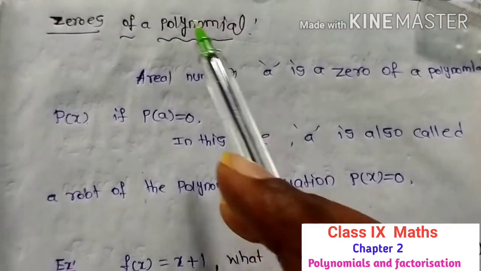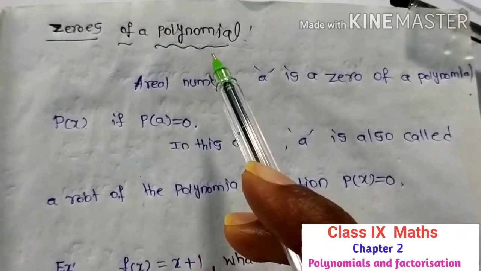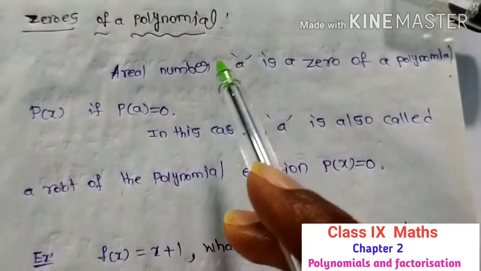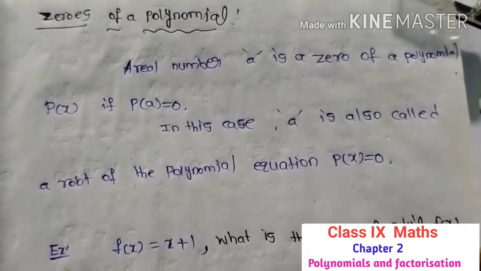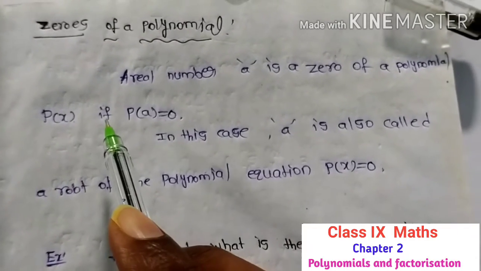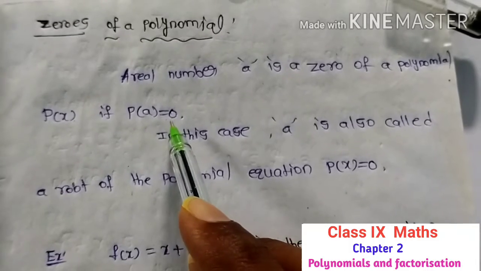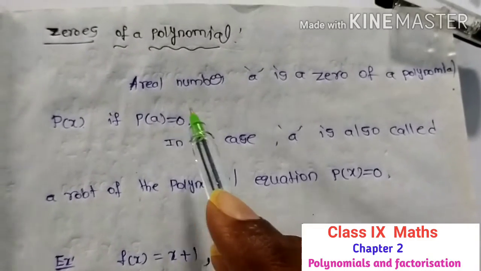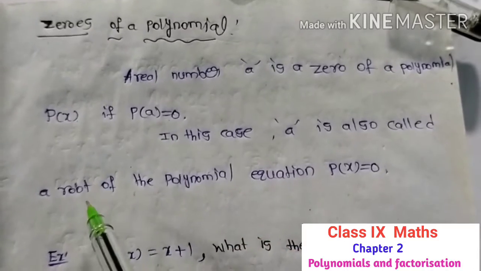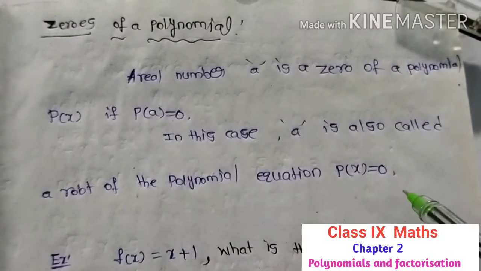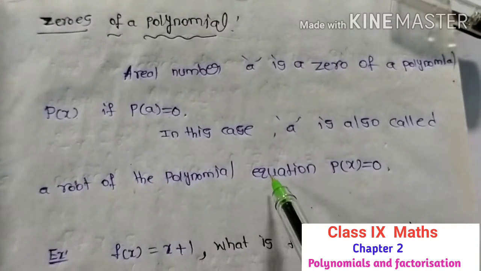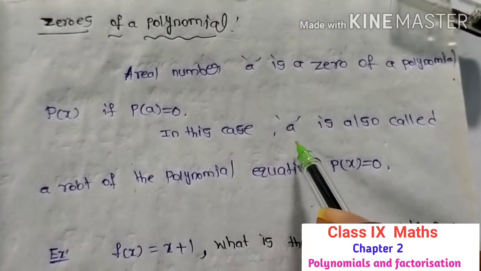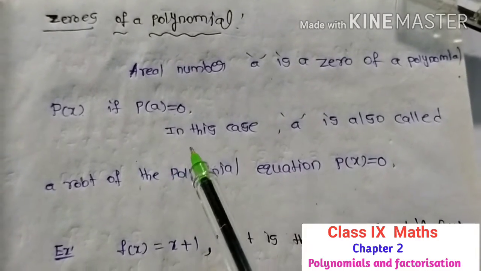Now you can see here chapter 2, polynomials. Now you can see here zeros of a polynomial. A real number a is a zero of a polynomial p of x when p of a is equal to 0. Then a is called a root of the polynomial equation p of x is equal to 0. Here a is called a root of the polynomial, or we can also call it a zero of a polynomial equation.